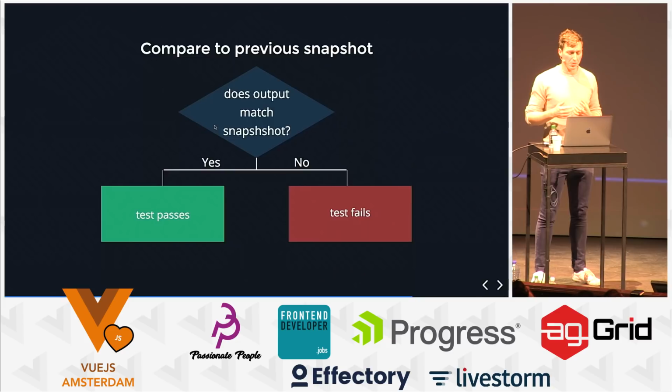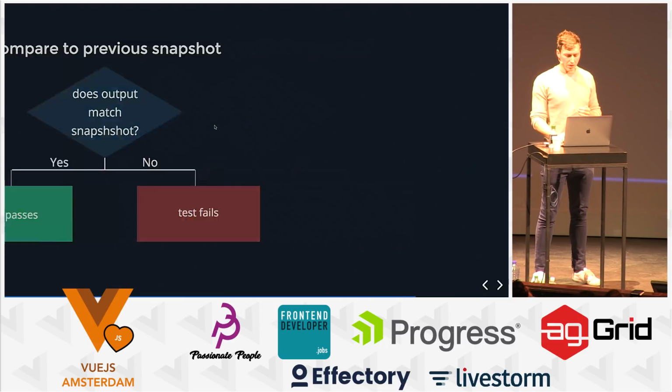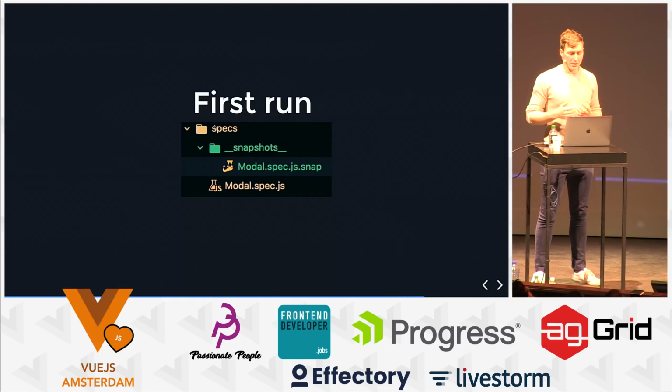So when we compare to a previous snapshot, basically Jest just checks, does the output match the previous snapshot? If the output does match the previous snapshot, the test will pass. If it doesn't, the test will fail. So the first time we run this, there isn't going to be a snap file. So Jest is going to generate one in a snapshots directory, and Jest manages all of this automatically.